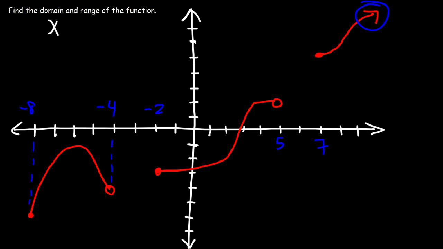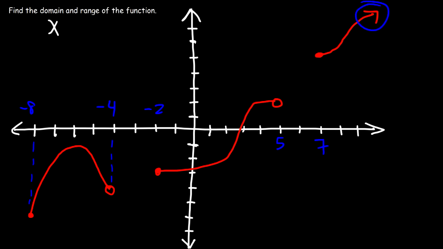So basically, these numbers that we see here, we just have to use to write the domain. The lowest x value starts at negative 8, and it includes negative 8, and then it stops at negative 4, but it does include negative 4, so let's use brackets. Union. Now for the second part of the graph, it starts at negative 2, and it includes it, and it stops at 5, and it does include 5. And then union, it starts back up at 7, and then ends at infinity. So that's the domain for this particular graph.